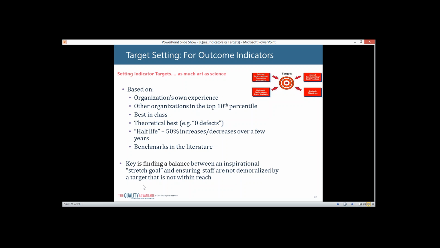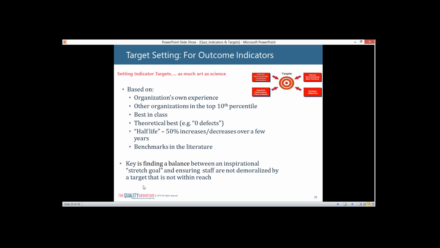The only approach to setting targets that has been written up anywhere is this half-life process. And essentially it looks at setting a target of a 50% increase or a 50% decrease over time. Generally, this stretch type of target is set over a few years, and then you slowly, year after year, keep setting a target of 50% and you're closing some gap.